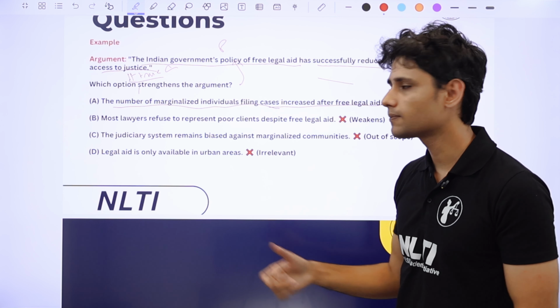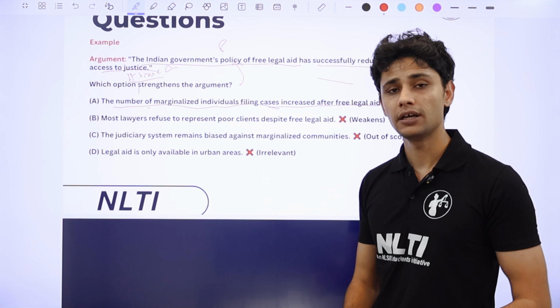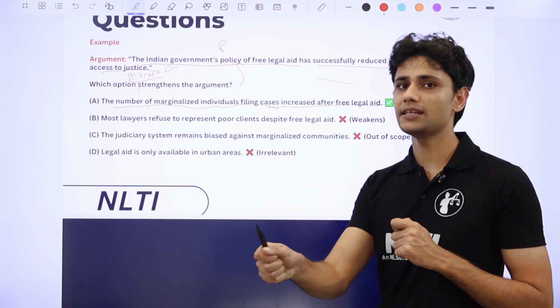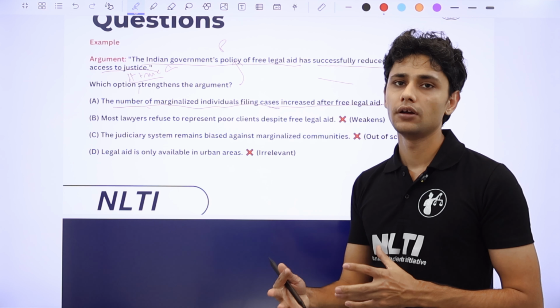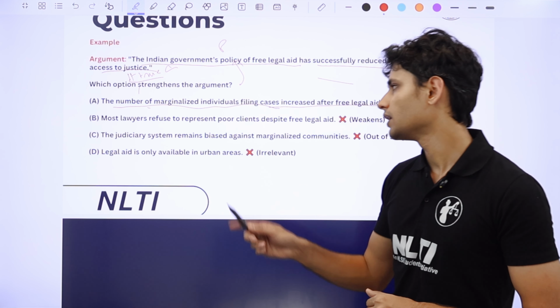How can we explain this? Option A explains it by saying that there are more people filing cases now. If there are more people filing cases, it strengthens the assumption that more marginalized people are able to access justice.